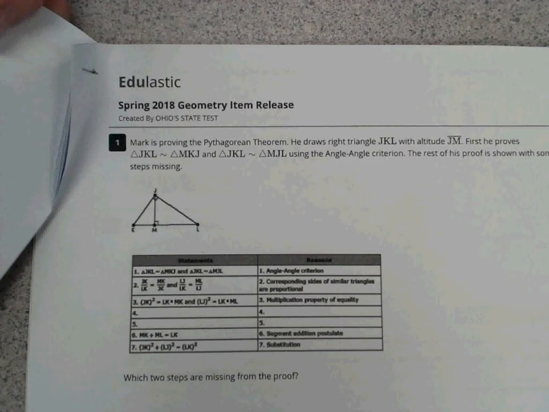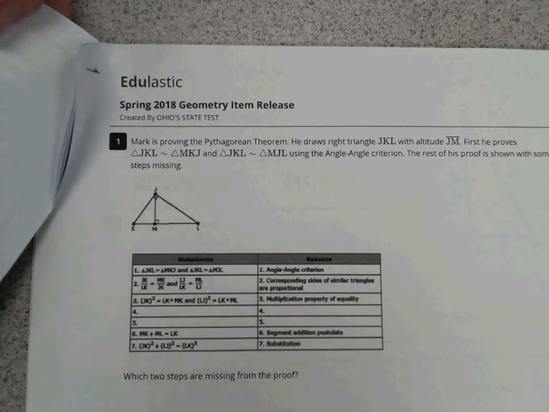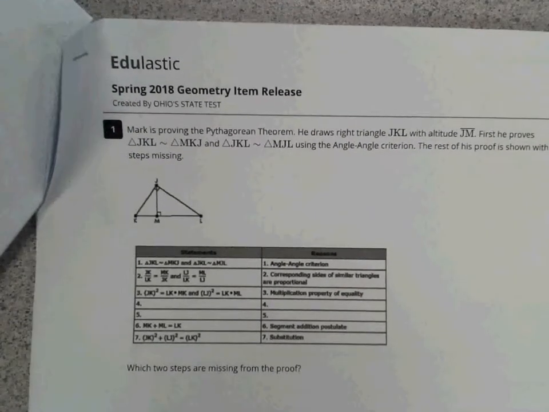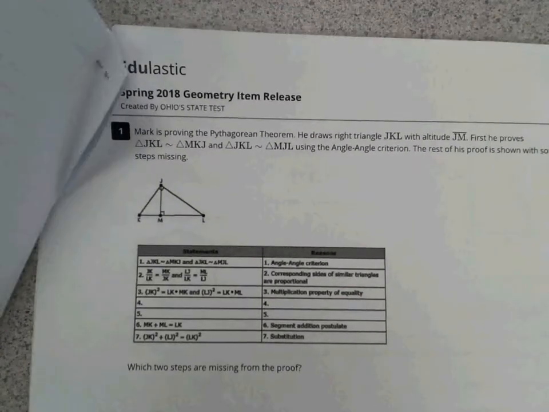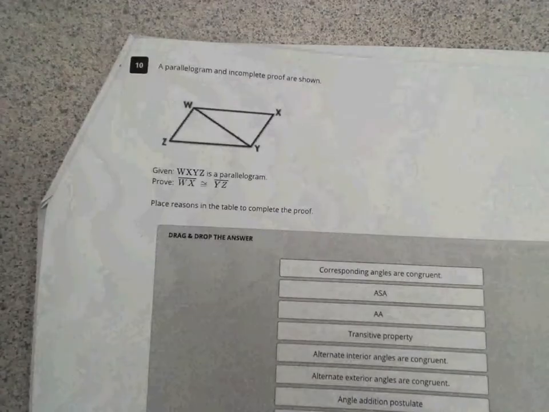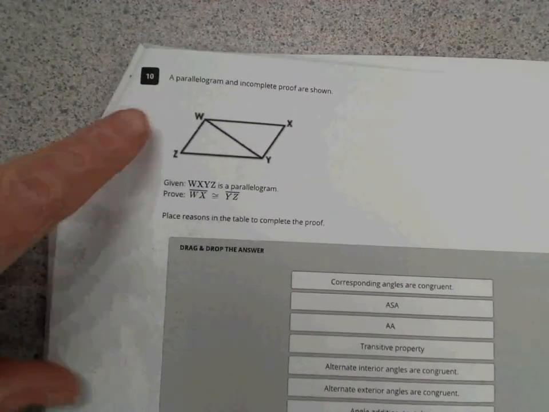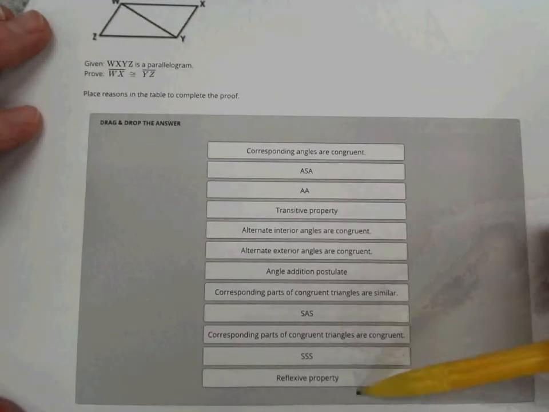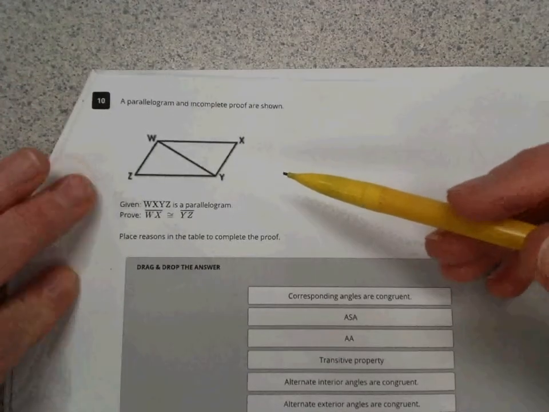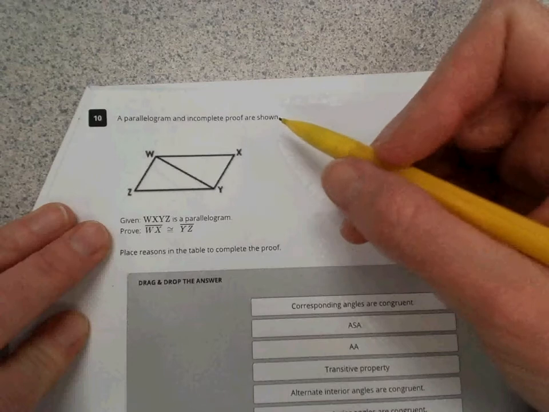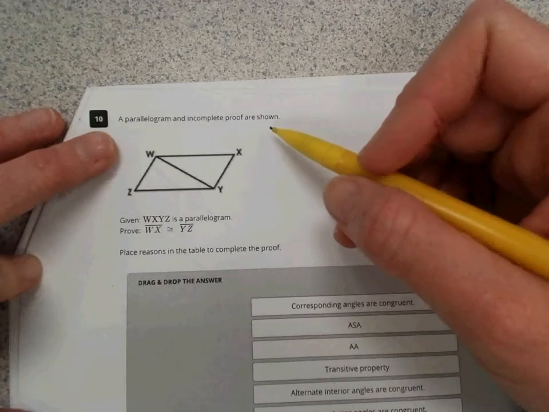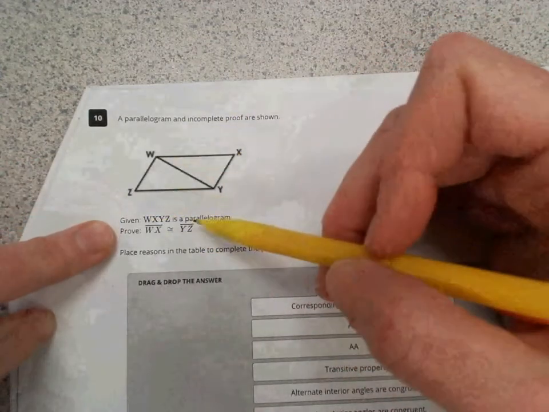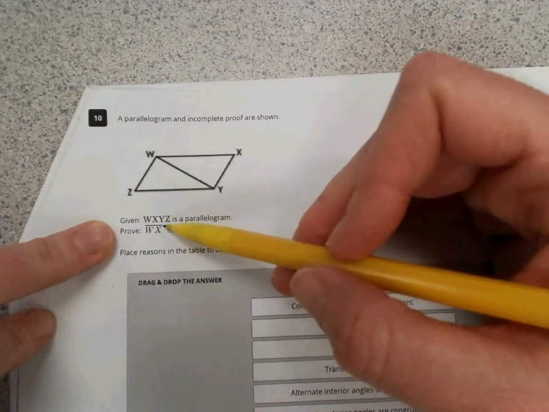In this video, we're talking about a question from the Spring Release 2018 questions from the Geometry End of Course Assessment in Ohio. Question 10 is the focus of this video, and we're talking about a proof here dealing with a parallelogram. So in this proof, it says a parallelogram and incomplete proof are shown. It says, given information, WXYZ is a parallelogram.